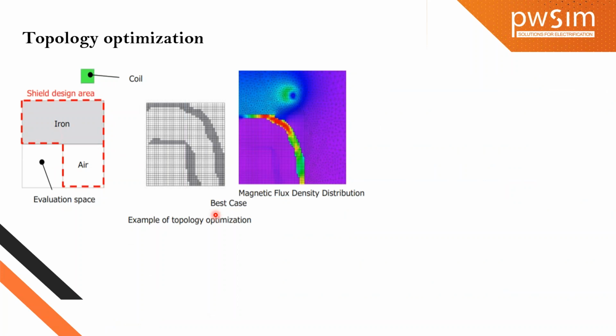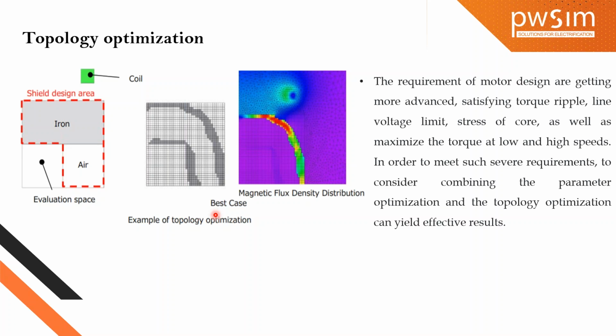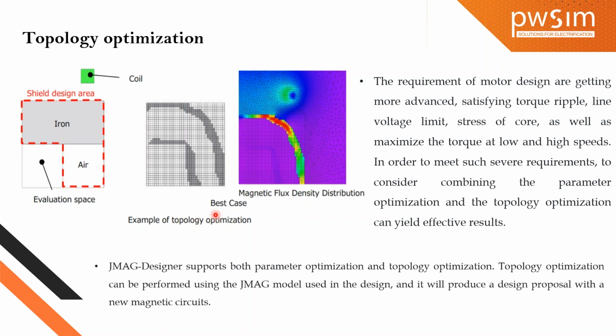In addition to that, we have a topology optimization where we can select the area and select the best case and the best shape of the magnetic device. The best design can be selected by using this topology optimization. The requirements of motor designs are getting more advanced, satisfying torque ripple, line voltage limit, stress of core, as well as maximizing the torque at low and high speed. In order to achieve these, we can go with the topology optimization, which can yield effective results. JMAG Designer supports both parameter optimization and topology optimization.